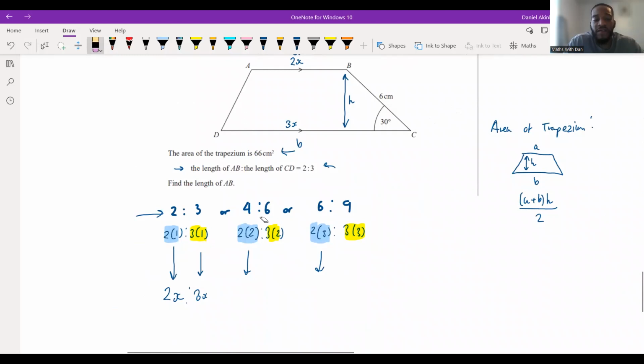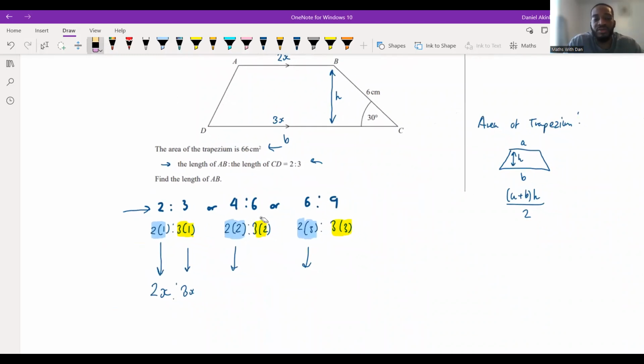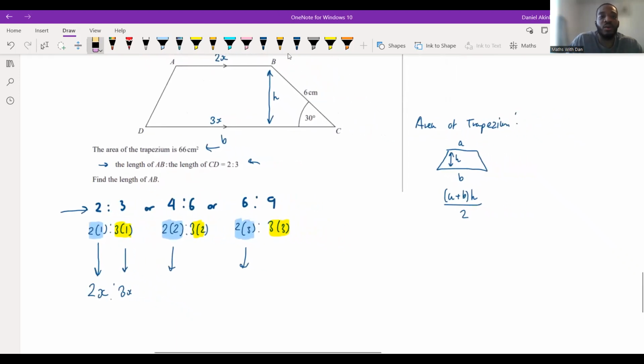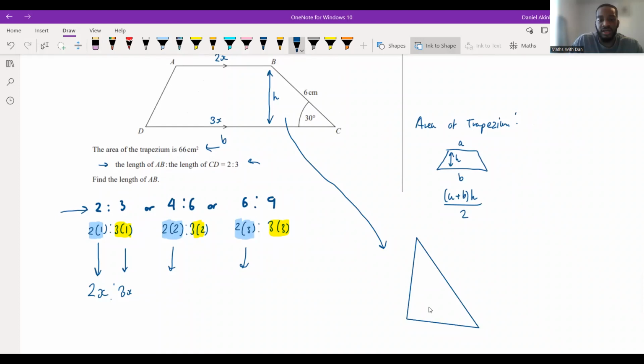Now, it tells us that the area of the trapezium is 66. So definitely we need some sort of expression for the area, which is A plus B times by H, because of this formula, meaning that we need to figure out what the perpendicular height is. And we've got this here. We could say this must be a right angle triangle. So if I draw a right angle triangle like this, and then let me just do it so it's upright, to be fair.